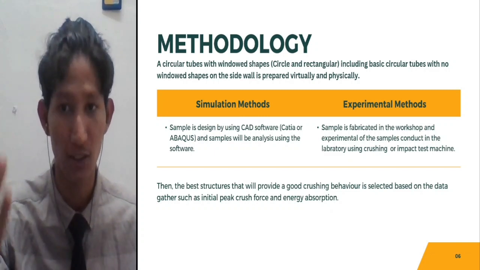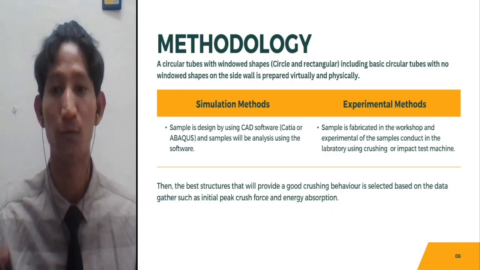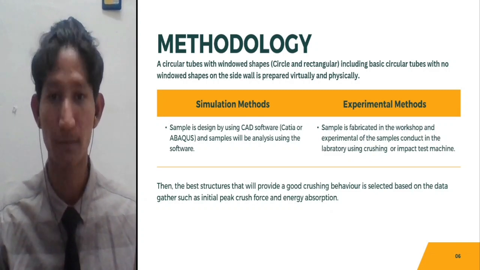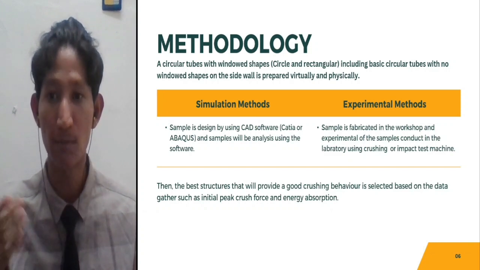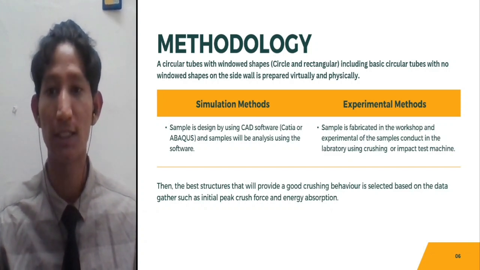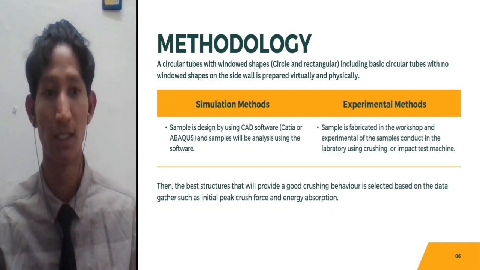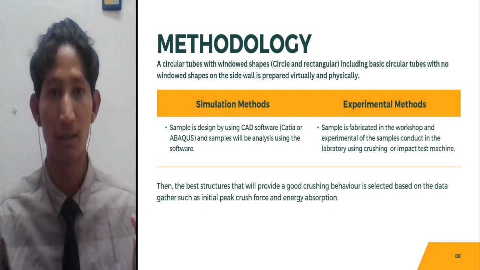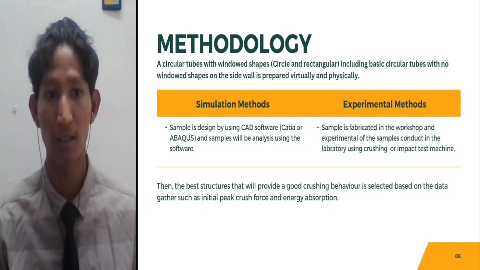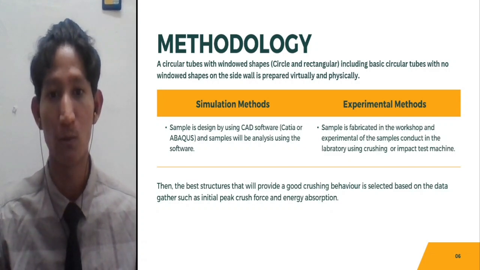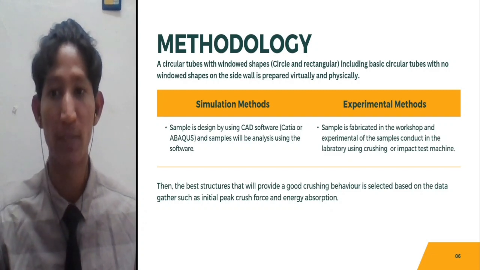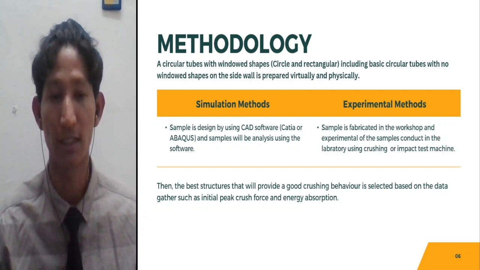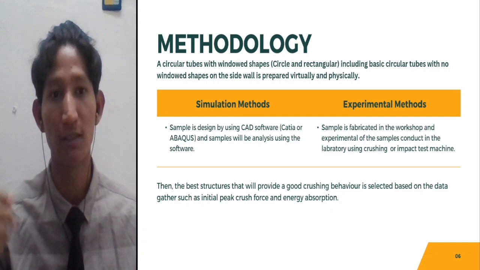So in these experimental methods, we need to first fabricate the tubes in the workshop, and then the samples will be tested in the laboratory using a crushing or impact test machine. And then the data will be gathered, and the best structure will be chosen or selected based on the data gathered in the experiment and simulation methods.